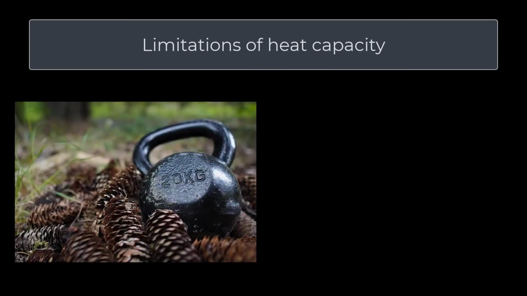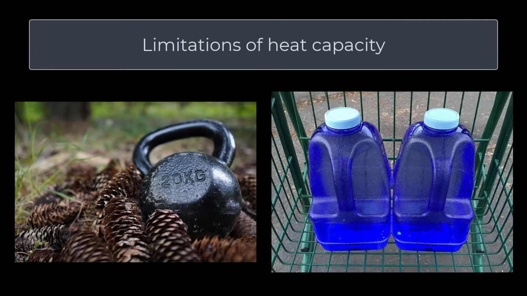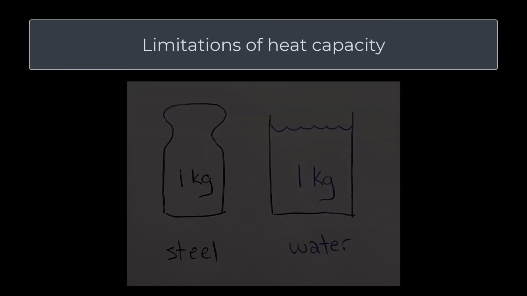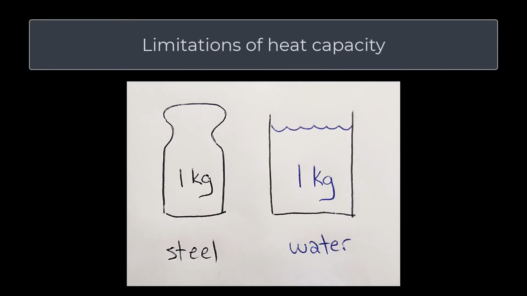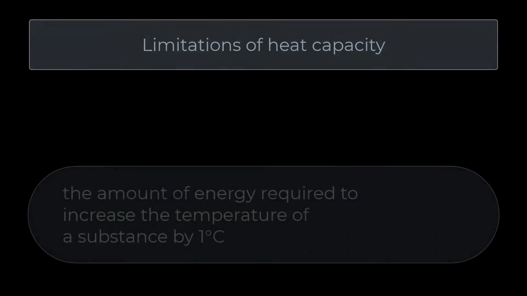Another limitation is when comparing different materials. Which has more heat capacity, 20 kilograms of steel or 5 kilograms of water? Well, there's more mass of steel, so there might be more heat capacity, right? Well, in reality, we can't know unless we compare them on an equal basis. For example, 1 kilogram of water versus 1 kilogram of steel. This problem brings us to the concept of specific heat capacity.